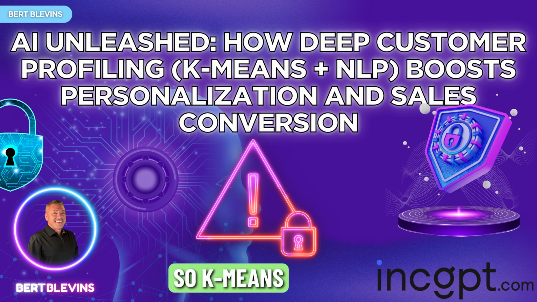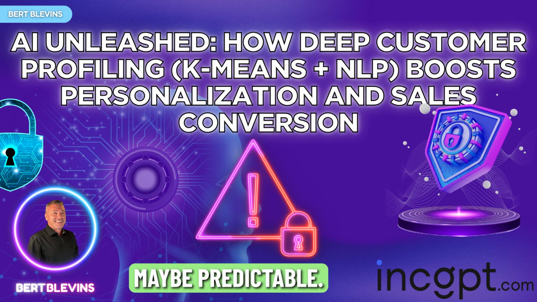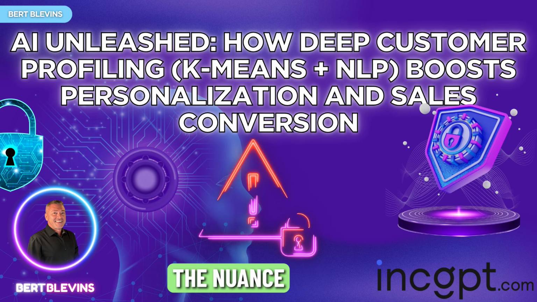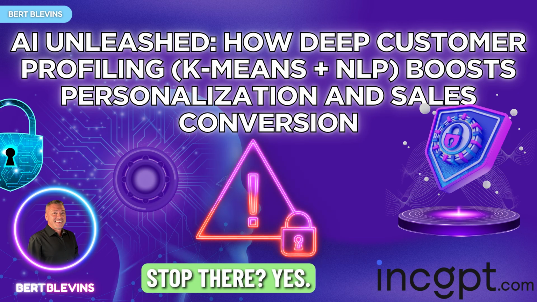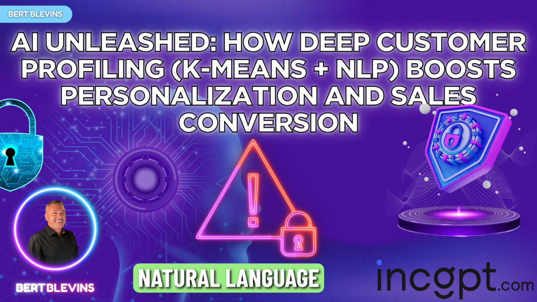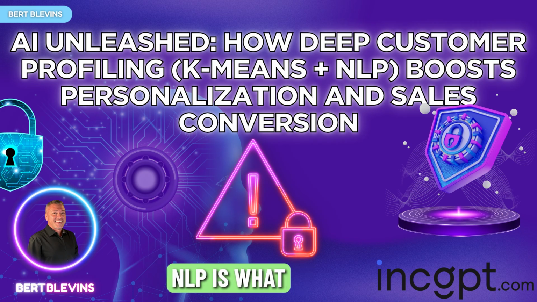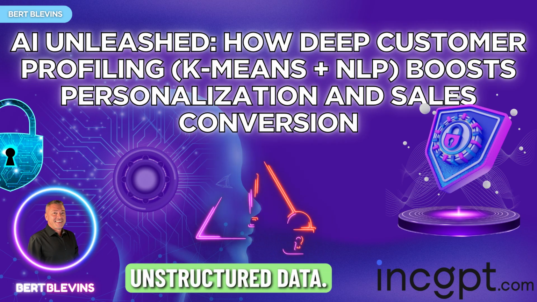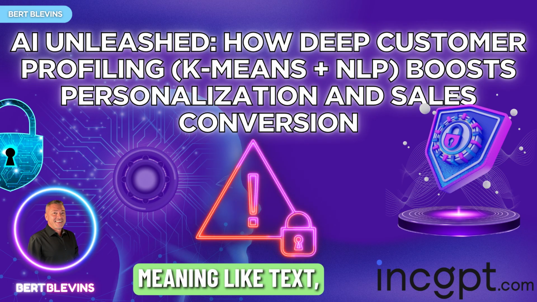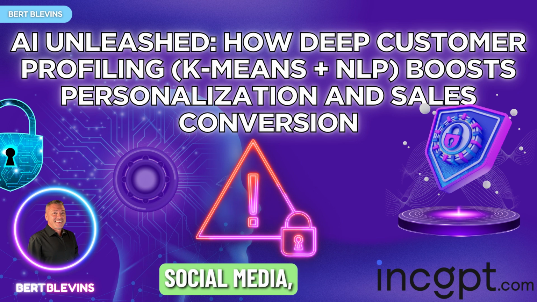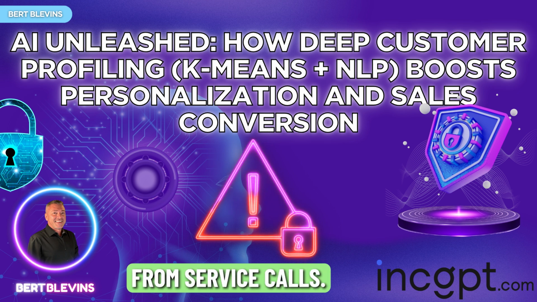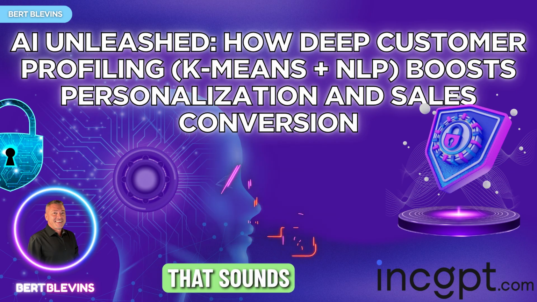Okay, so K-means gives us the skeleton, maybe, the what and when of the transactions, but that can still feel a bit impersonal, maybe predictable. Where does the nuance, the why, come from if we just stop there? Yes. That's where natural language processing, NLP, comes in. That's the layer that adds the real depth. NLP is what lets the AI understand unstructured data. Unstructured, meaning like text, actual words. Exactly. Customer reviews, feedback forms, comments on social media, even transcripts from service calls, all the stuff that isn't just numbers.